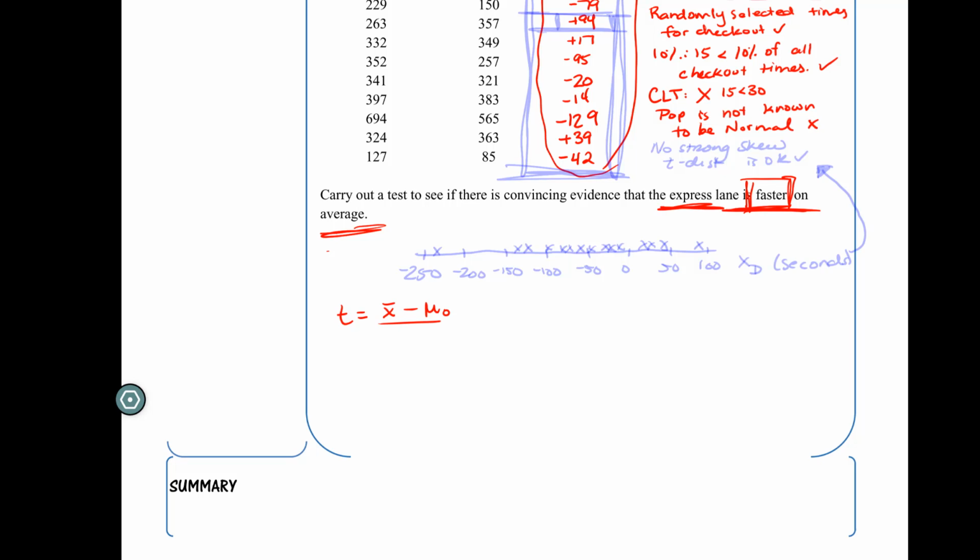So we have x bar minus mu naught, and then we are going to divide that by s sub x over the square root of n. X bar, that's our x bar sub d, and we found that from our one variable stats, that was negative 42.6. Mu naught is really mu sub d. What was the mean difference from our null hypothesis?